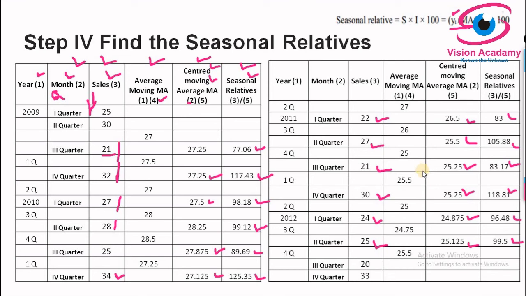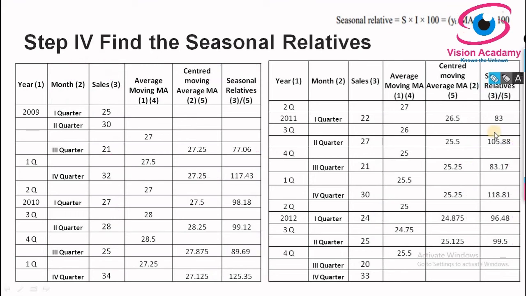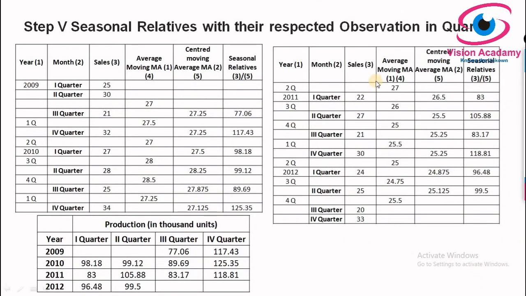And one more thing, you can have a separate working note for finding seasonal relatives. For example, the seasonal relative for the third quarter in 2009 is 21 by 27.25 into 100, like that. Since it is a huge calculation, I am explaining it here only. After obtaining seasonal relatives, very importantly, the next step is to insert the respective seasonal relatives in their respective quarters. So step 5 is placing the seasonal relatives with their respective observations in the respective quarter.